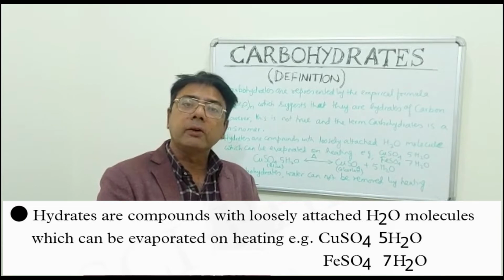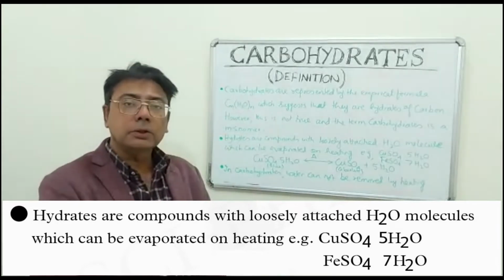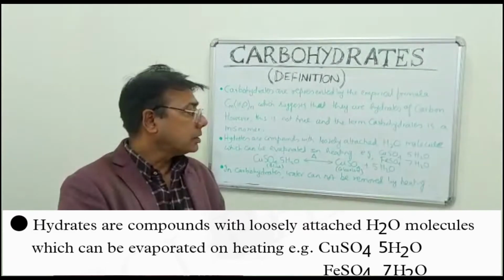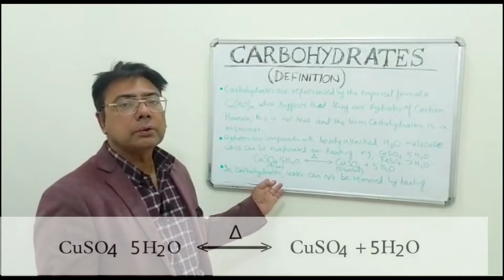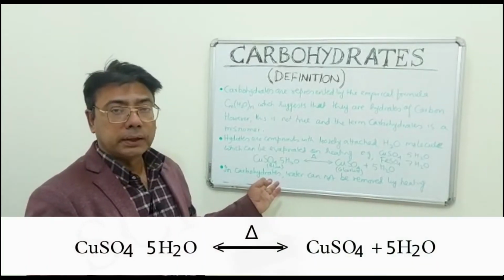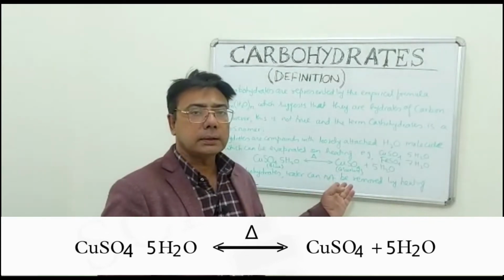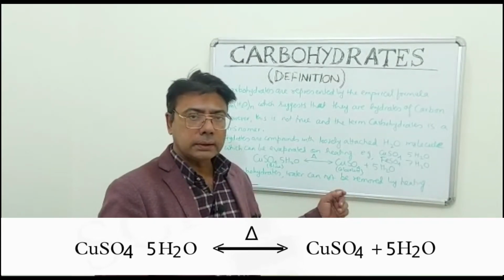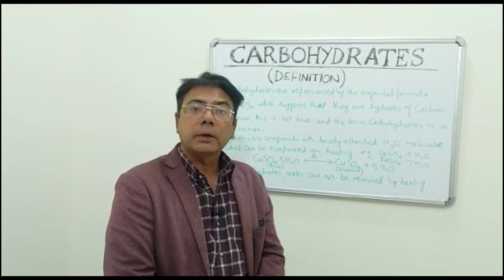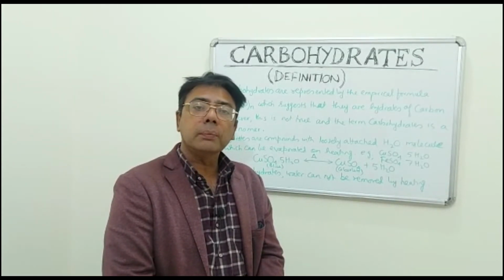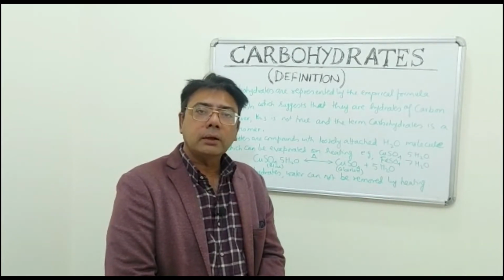which can be evaporated on heating. For example, you have copper sulfate pentahydrate, CuSO4·5H2O, or FeSO4·7H2O. In both these compounds, for example in CuSO4·5H2O, which is blue in hydrated form, once you heat it, it turns into anhydrous copper sulfate, which is colorless and gives out water. The same you cannot do with carbohydrates. That means you cannot evaporate the water out, and for this reason carbohydrates are not hydrates.